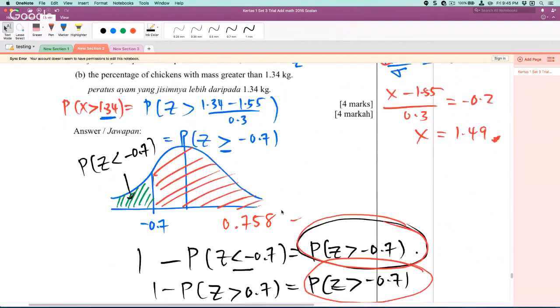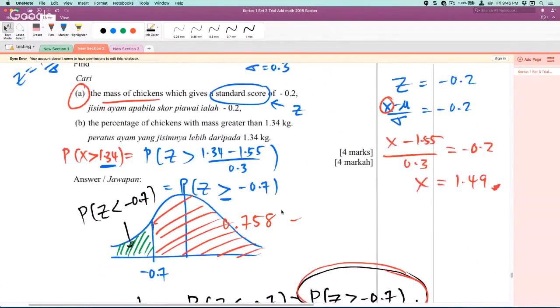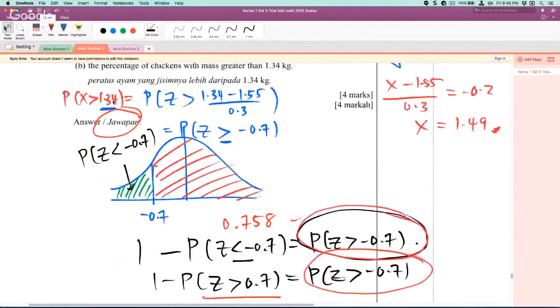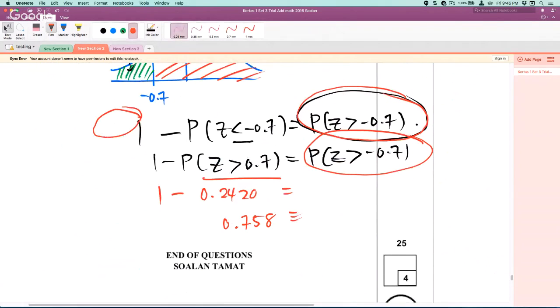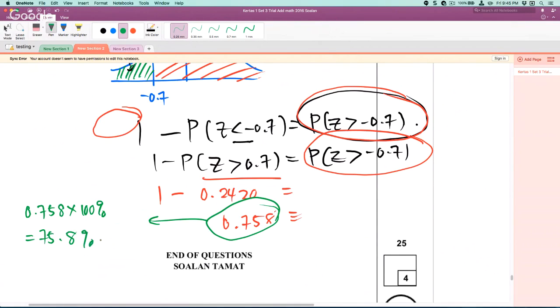Is this the final answer? The question actually asks about percentage, so this one is not your final answer. Since this is a probability, I know I can change a probability into a percentage by multiplying by 100%. So I will say 0.758 multiplied by 100%, so it's 75.8%. This one should be my final answer, because the question actually asks you about the percentage. So this is what we do if the question asks about percentage.